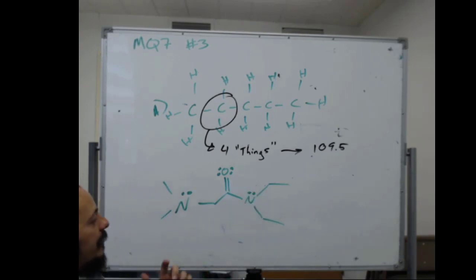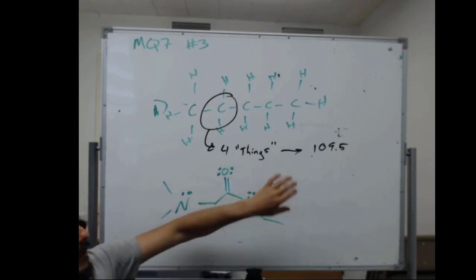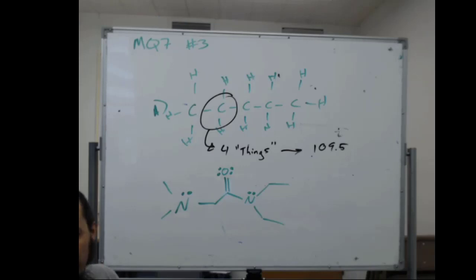Right, because the nitrogens still want to have their full valence shell. They still want to have their 8 electrons. So these things are going to have 4 things attached when we're considering the angles associated with them. So then would that be a 109.5? Yes, it would.